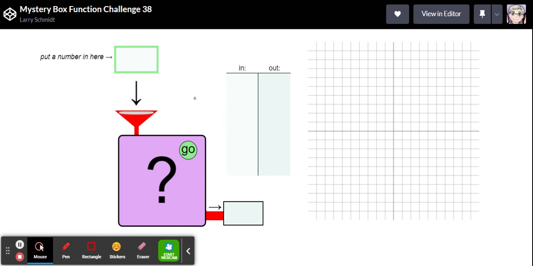Hello everybody and welcome back to another mystery box function challenge. In this purple mystery box there's some math and your challenge is to figure out what that math is.